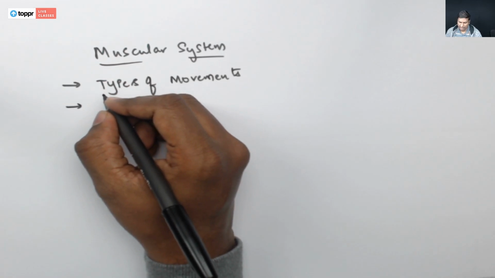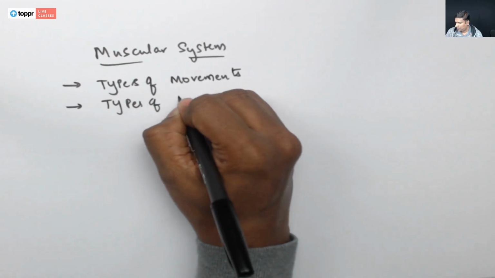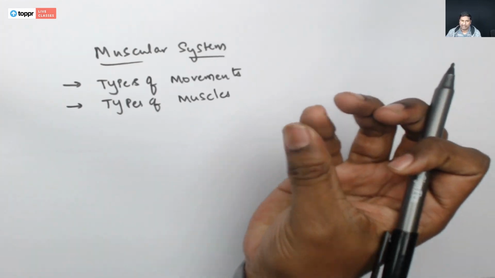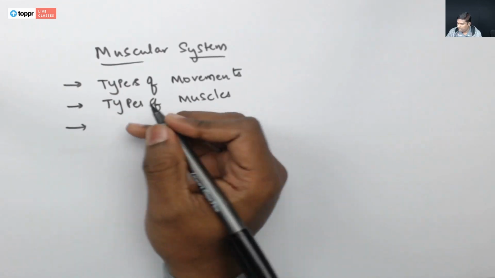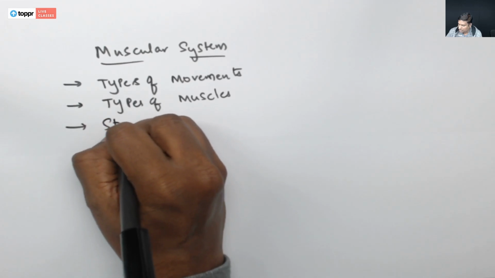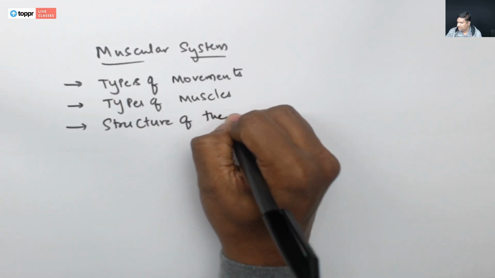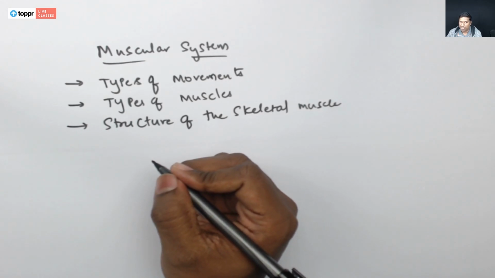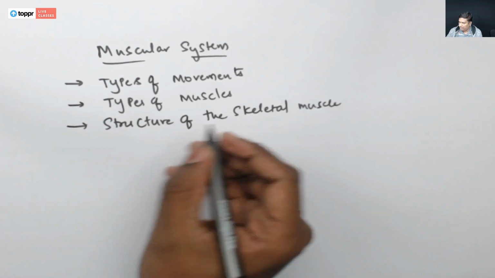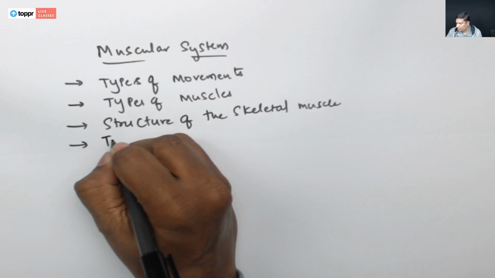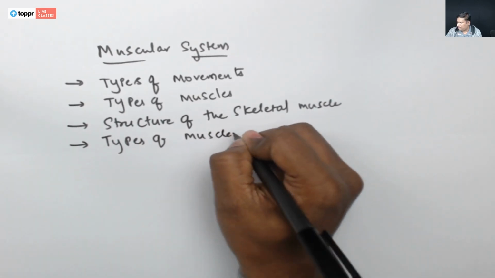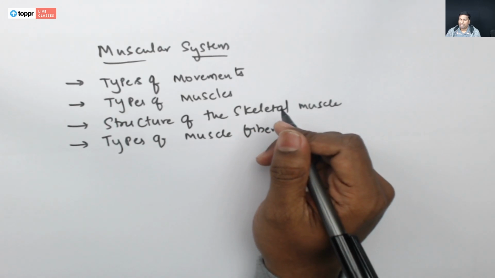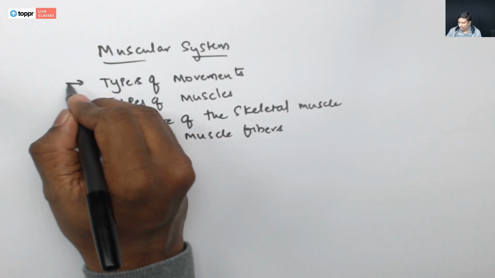Then we'll talk about the various types of muscles that we have: skeletal muscles, cardiac muscles, and smooth muscles. Once we discuss the various types of muscles, we'll move on to the structure of the skeletal muscle, where we'll discuss the various components present in a skeletal muscle. Finally, we'll close the session by talking about the types of muscle fibers, the slow twitch and the fast twitch muscle fibers. So these are the various aspects that we'll cover as a part of this session.